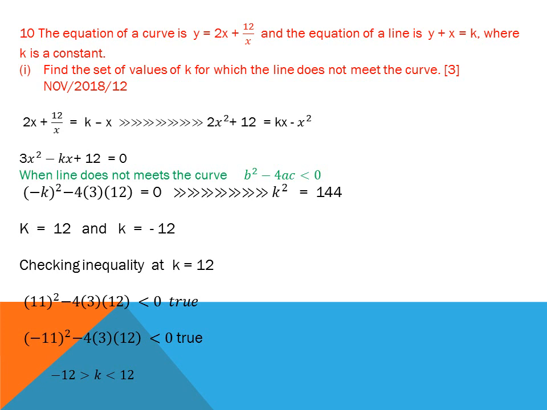First of all, I find the critical values of k here. I take b square minus 4ac equal to 0 here, k square is equal to 144. Taking square root on both sides, I find that k is equal to 12 and k is equal to minus 12. Then checking the inequality here, because we need the answer in inequality form. I take the lesser value of k, 11. I put 11 in b square minus 4ac. It is less than 0 here. So 11 square minus 4 into 3 into 12 is less than 0. It is true. It means the solution is k is less than 12.